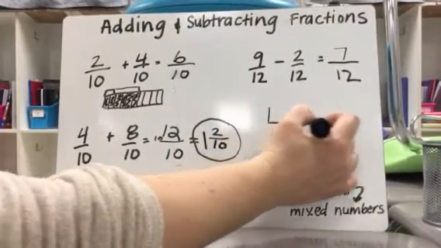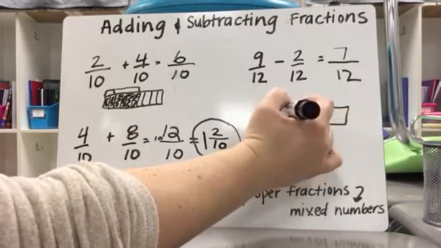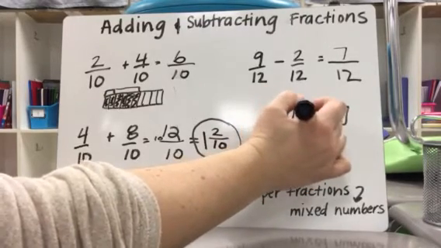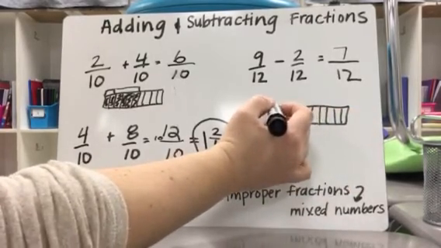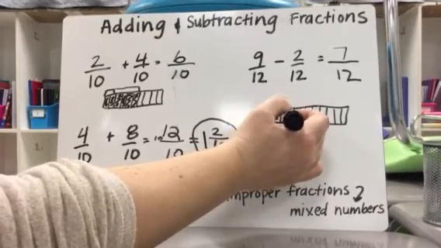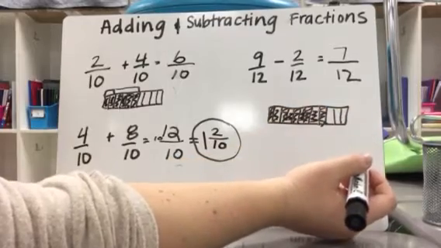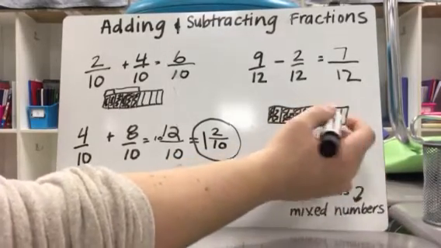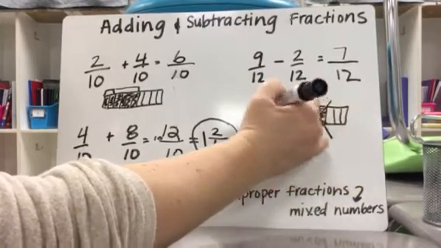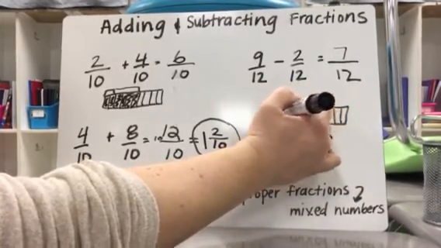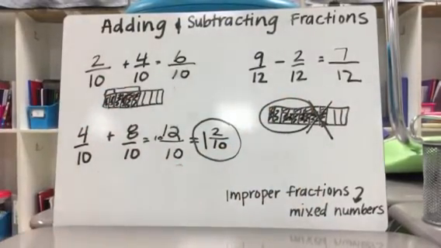If your 4th grader needed more of a visual, you can have them make twelfths, shade in 9 of them, so there's my 9 twelfths. But then I'm subtracting 2 of them. So I could kind of cross those out. So my leftover is 1, 2, 3, 4, 5, 6, 7. 7 twelfths. So there's our visual. But typically 4th graders are pretty successful here because it's pretty basic.